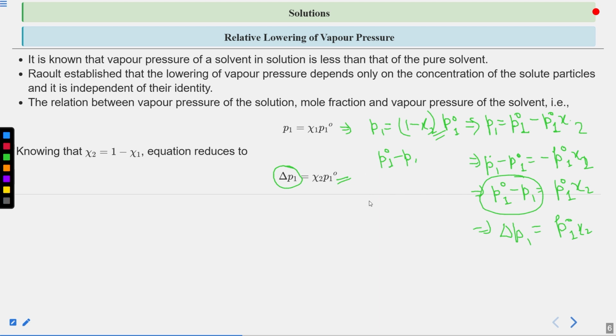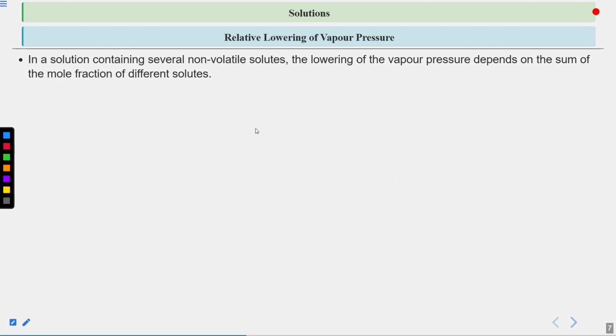So does anyone have an issue with this derivation? If you substitute the value of chi 1 from this equation, you will finally get this, where delta P1 is the pressure of the pure solvent minus the pressure of the solution. Now, if a solution contains several non-volatile solutes, then the lowering of the vapor pressure will depend upon the mole fraction of each of the different solutes.